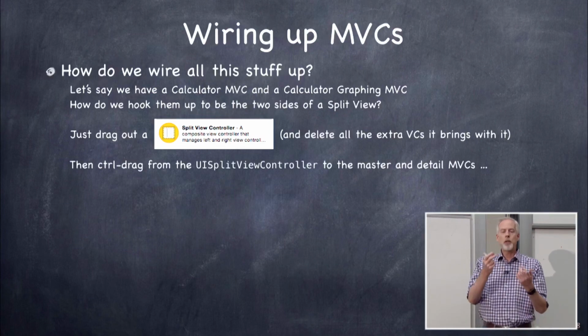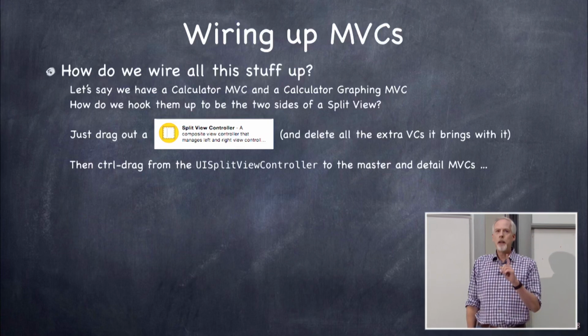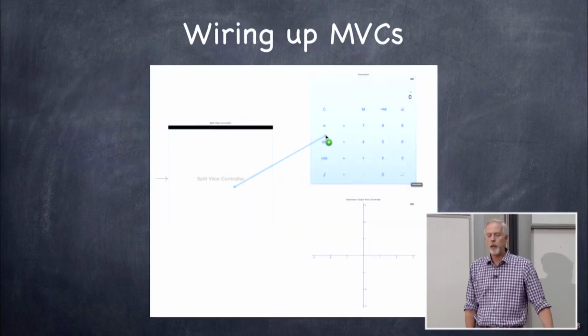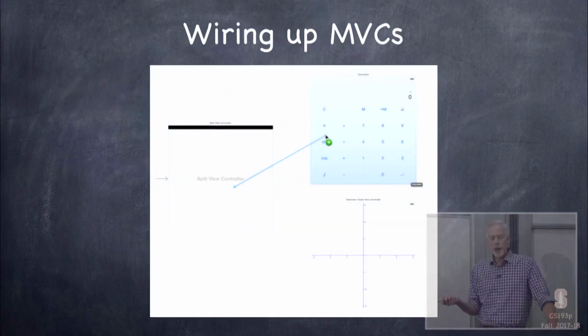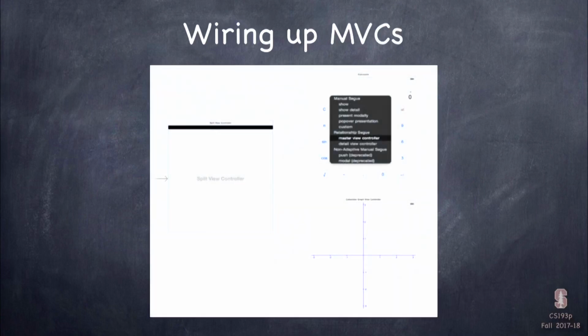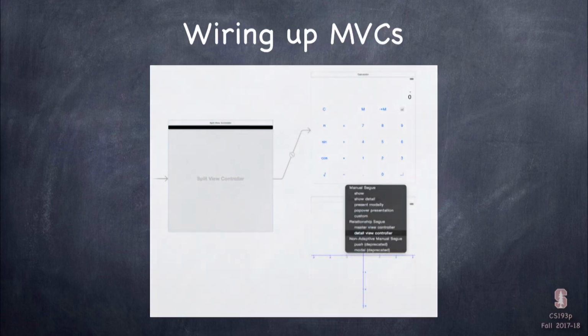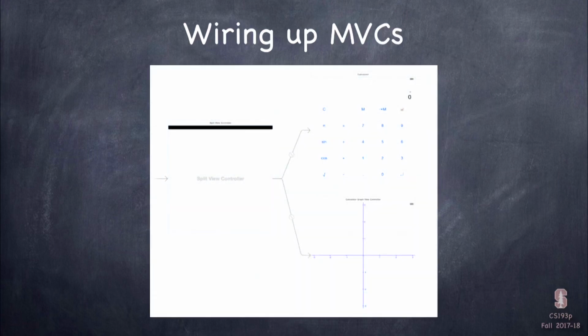Same thing with the tab bar controller. We drag it out, and then we just control drag to each of the MVCs in there. Navigation controller is a little bit different, and I'll show you that in a moment. So this is what it looks like approximately in Interface Builder. Here's the calculator again. I dragged out a split view controller there on the left. I just control drag to the master. I choose master view controller from the thing that pops up. I control dragged it to the other one. I choose detail. Bam, I've got a wired up split view controller right there.